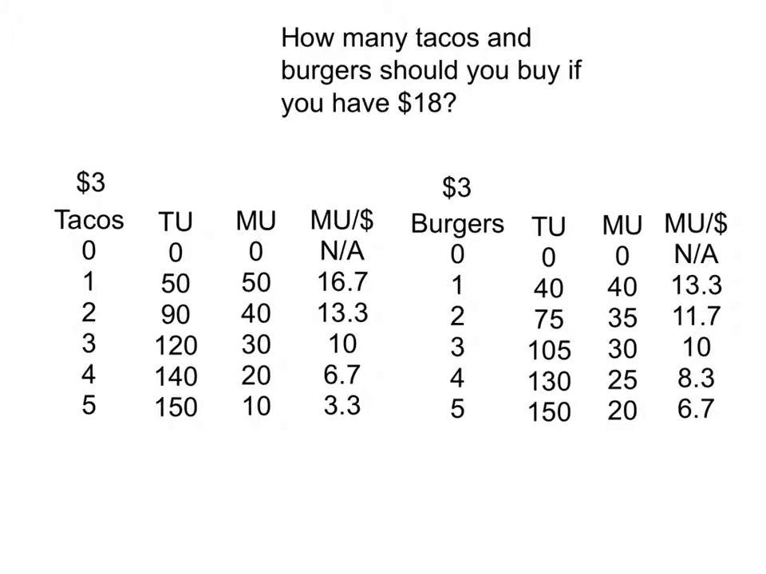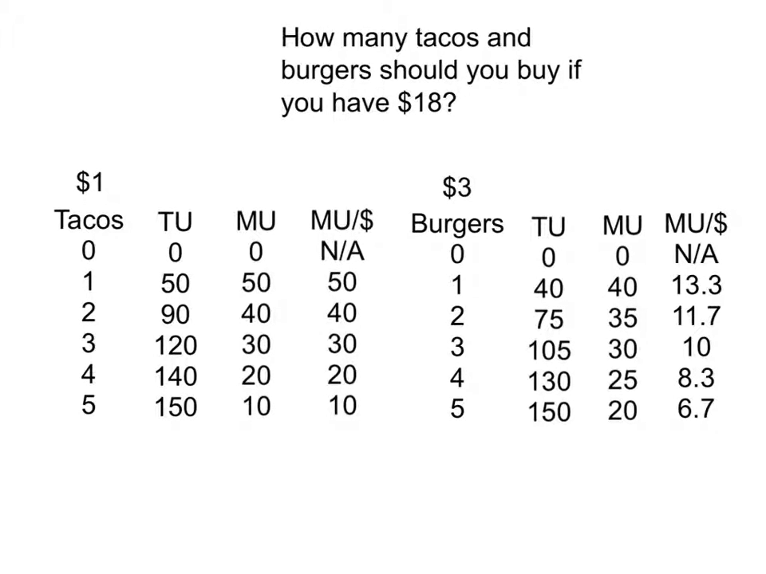In order to show you how to calculate marginal utility per dollar, I've done so for this problem. So it's $3 each for a taco, so my marginal utility is 50. 50 divided by 3 is right around 16.7. 40 divided by 3 is right around 13.3. And I've done the same thing over here. If you're a little confused by this, I'd recommend pausing right now just to take a look at the numbers and to make sure you know where I got them from.